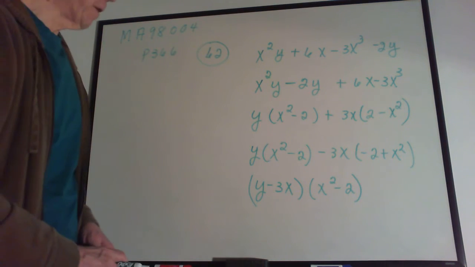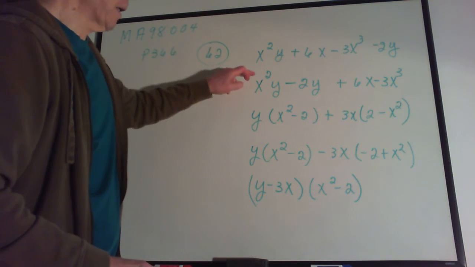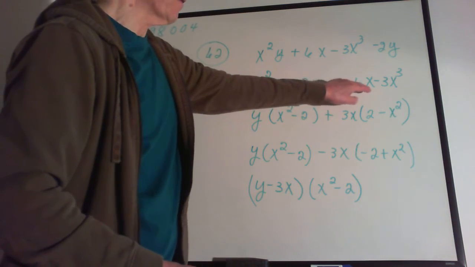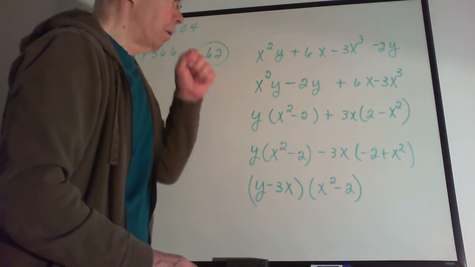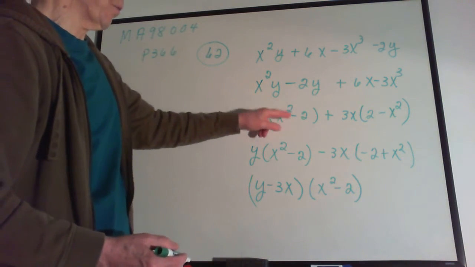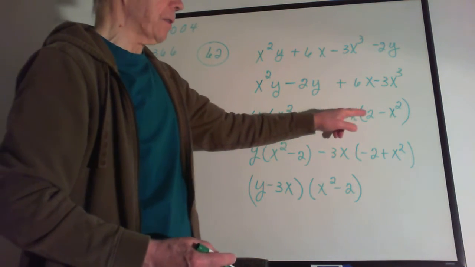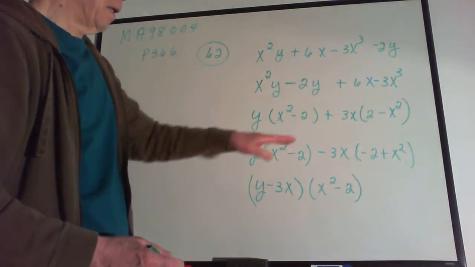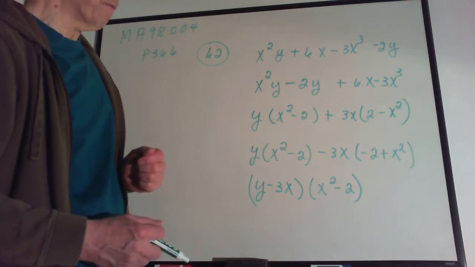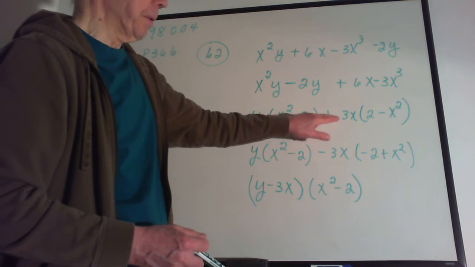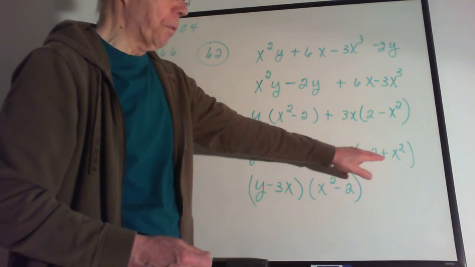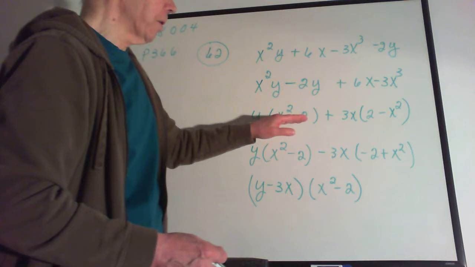I'm sorry, I copied it incorrectly. It should have been x squared y minus 2y plus 6x minus 3x cubed. Now if I factor this portion, I get y times x squared minus 2, plus 3x times 2 minus x squared. These two differ, so they're not common factors. But if I take the plus 3x and change it to minus 3x, which makes this minus 2 plus x squared, then this factor and this factor are the same.